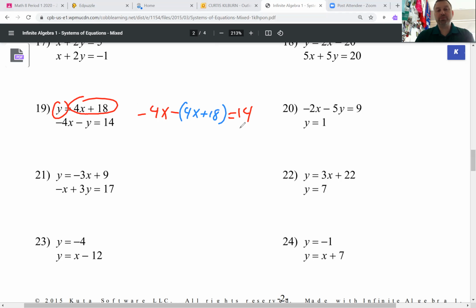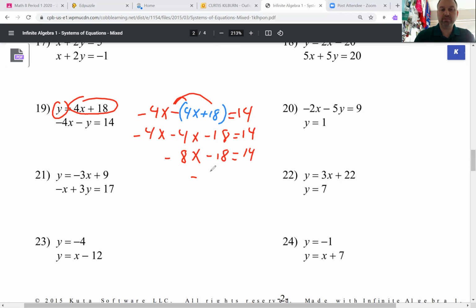And the reason I do that is because now I have an equation with just x's in it, just one type of variable. And I'm going to, at this point, distribute my negative 1. So I'd have negative 4x minus 18 equals 14. Okay. Now combine like terms. I get negative 8x minus 18 equals 14.